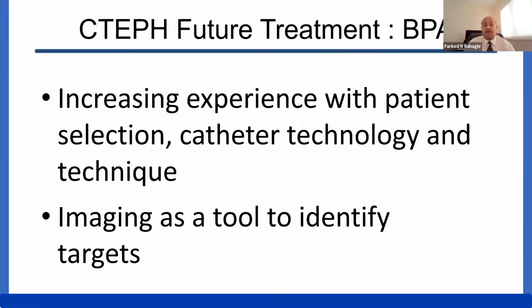There is a lot of increasing experience with balloon pulmonary angioplasty. Patients are being selected now in a more algorithmic way, and centers are learning more and more how to use different types of catheters and identify targets. As a result, the expectation is that we're going to get better at BPA, and that it's going to have a bigger role, particularly in patients who are not surgical candidates.